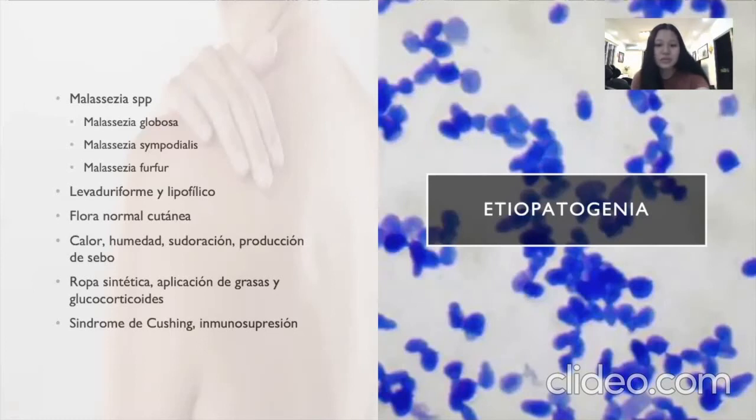This organism is favored by heat, humidity, sweating, sebum production, use of occlusive clothing made out of synthetic material, and also the application of topical and systemic glucocorticoids, or is seen also in immunosuppression cases. Even though Malassezia is a component of the normal flora, it can also be an opportunistic pathogen.